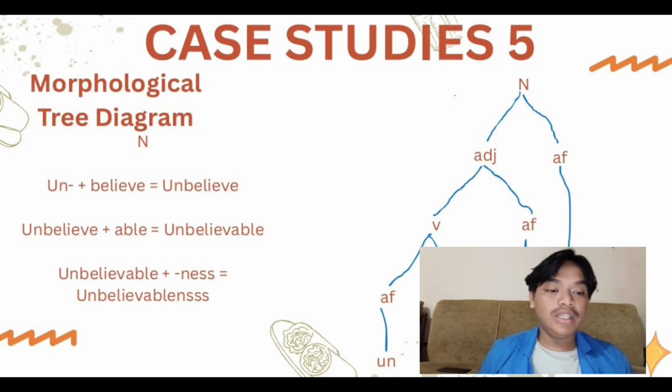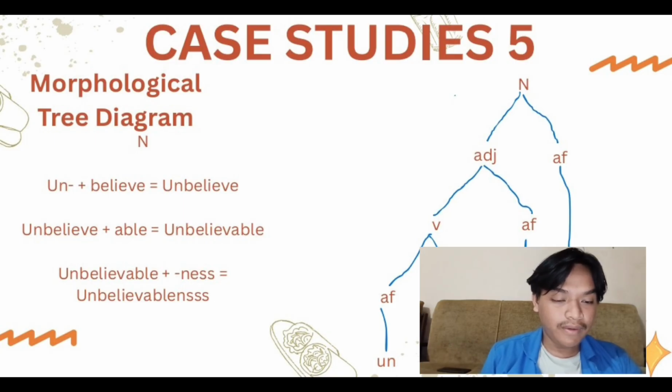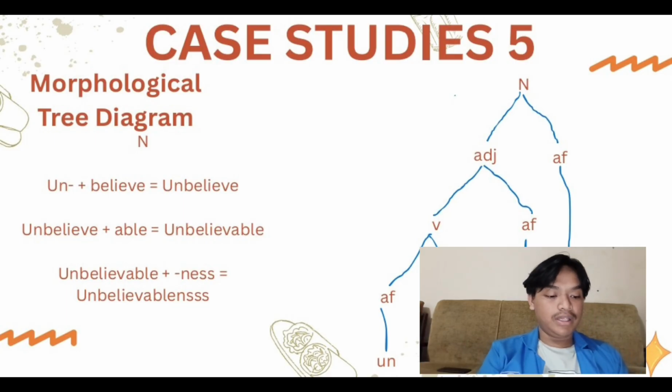On the slide, you can see the morphological tree diagram that shows this process visually. At the bottom of the tree, the word believe is combined with the suffix able, then the prefix un is attached to the new adjective, and at the top the suffix ness is added to complete the noun form. This hierarchical structure shows how each morpheme is attached in a specific order. It's not random, it follows grammatical rules.